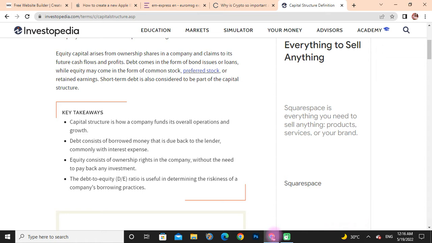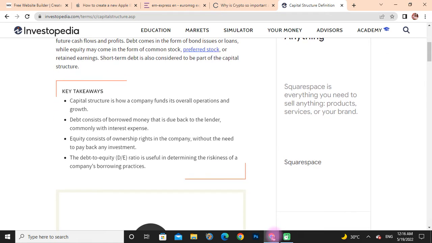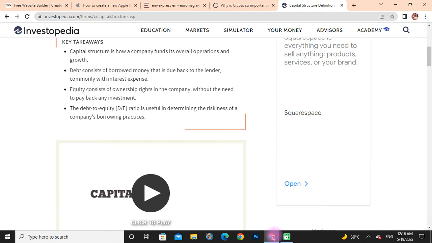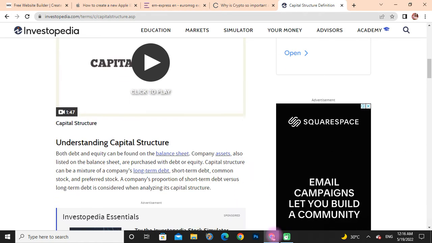Capital structure is how a company funds its overall operation and growth. Debt consists of borrowed money that is due back to the lenders, commonly with interest expense. Equity consists of ownership rights in the company without the need to pay back any investment. The debt to equity ratio is useful in determining the riskiness of the company's borrowing practice.